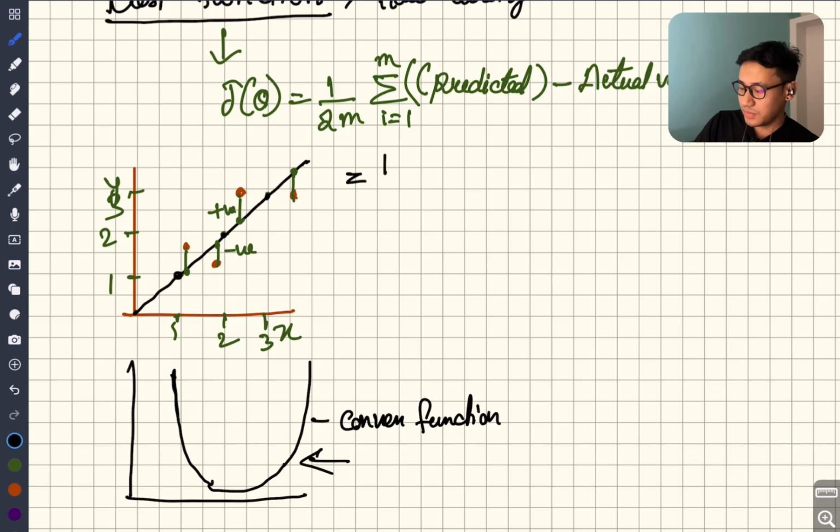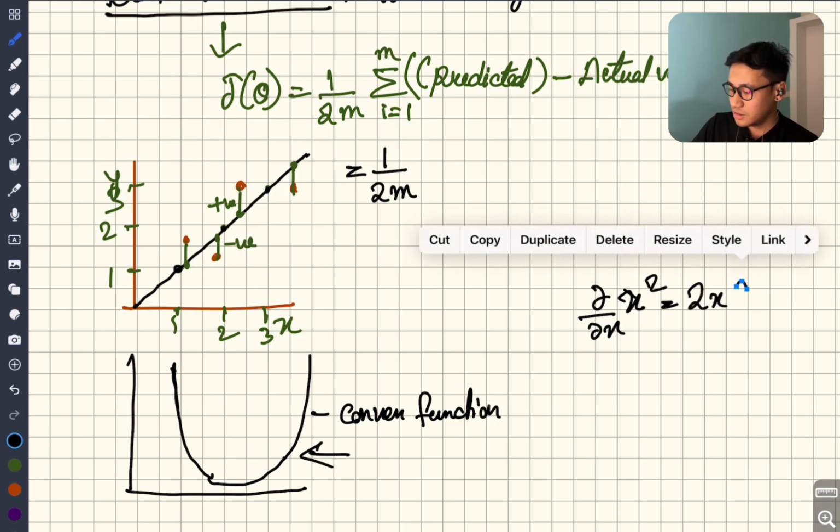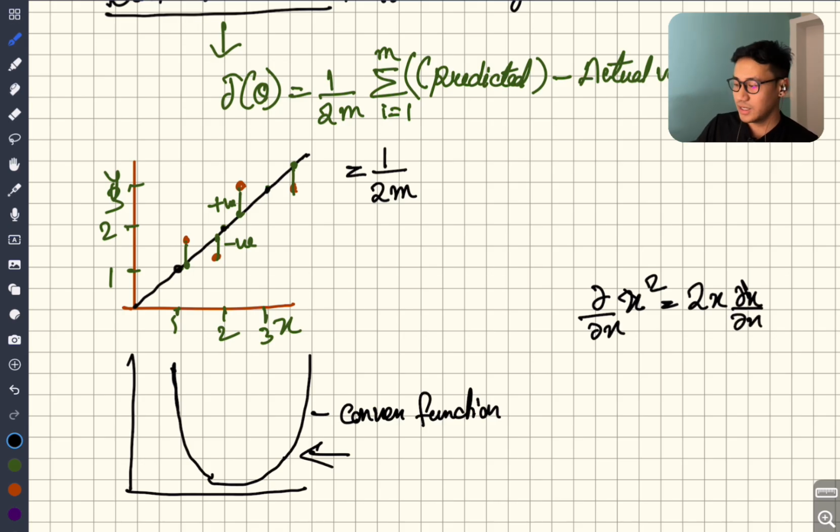So here, let me reduce it. 1 by 2m. Why this 2? I'll tell you. This 2 we use just to cut out during a derivation. All right, let's say x square is an equation. If you derive this, if you do d of dx, what we will get? We will get 2 of x dx of dx. This is what we get, right? So this 2 and this 2 will get cancelled out.